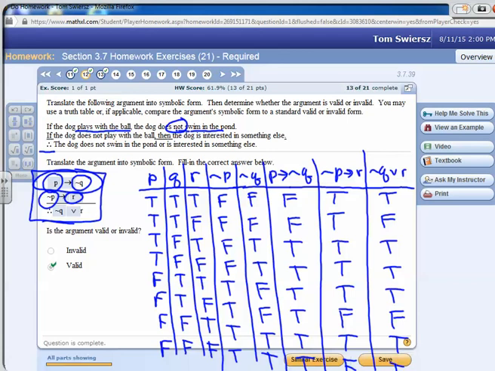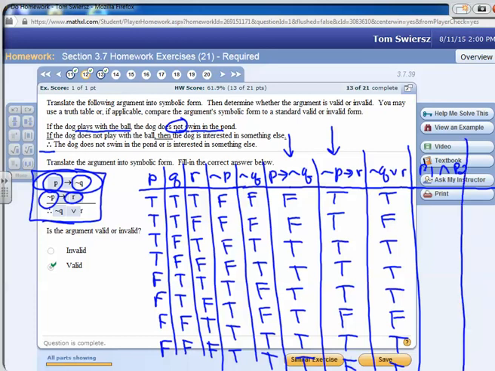So now we've got this. Okay, we're running out of room. All right, now we have to do the two premises together with an and. So premise number 1 and premise number 2, we're combining them with an and. So we're doing the 6th and the 7th columns with an and.